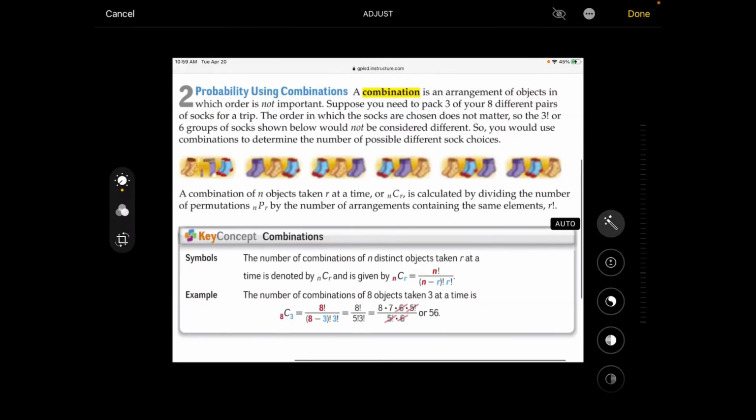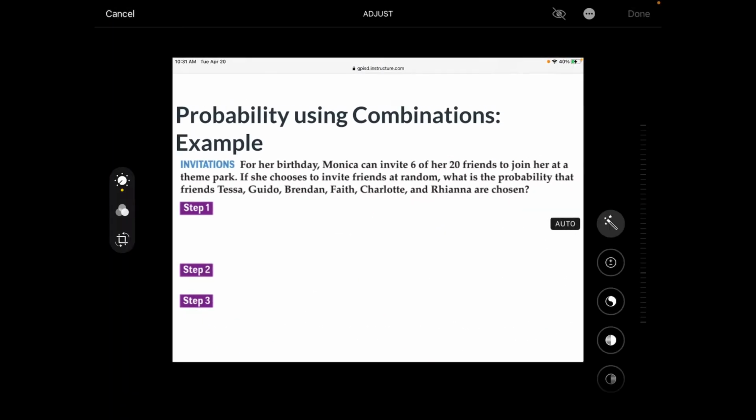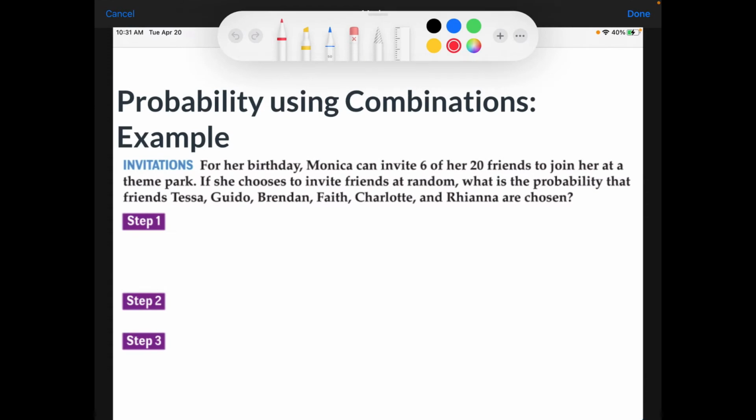All right, so let's do an example of this. For her birthday, Monica can invite 6 of her 20 friends to join her at a theme park. She's got a lot of friends. If she chooses to invite friends at random, and this is a good indication here, it doesn't really matter which one's going to be invited first, second, etc. What is the probability that the friends Tessa, Guido, Brendan, Faith, Charlotte, and Rihanna are chosen, and order doesn't matter?